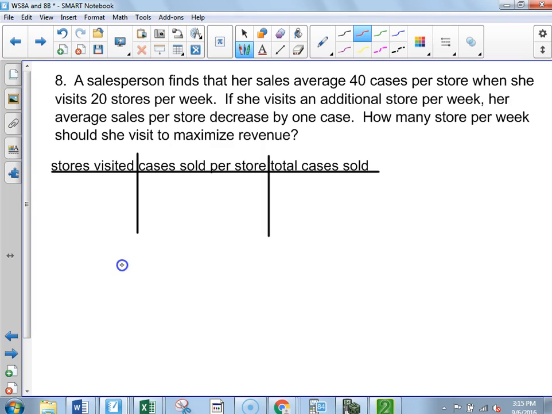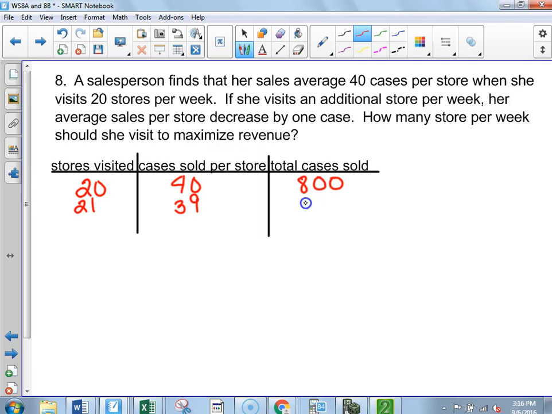So how many cases is she selling at that rate? When she goes to 20 stores, she sells 40 cases per store, or 800 cases. You don't have this little chart, I don't think, on your paper, but it kind of helps to think about what's going on. It says if she visits an additional store every week, her average sales actually decrease by 1 case. So she spends a little less time in each store, rushes a little bit faster, but she ends up selling 1 less case, but going to 1 extra store. Is that a good deal or not? How many stores would she visit? And how many cases would she sell?